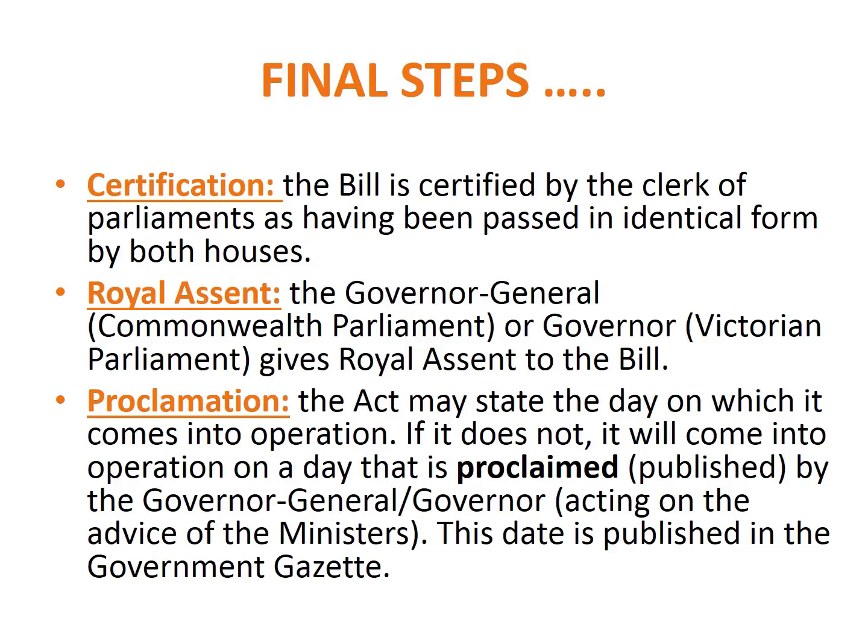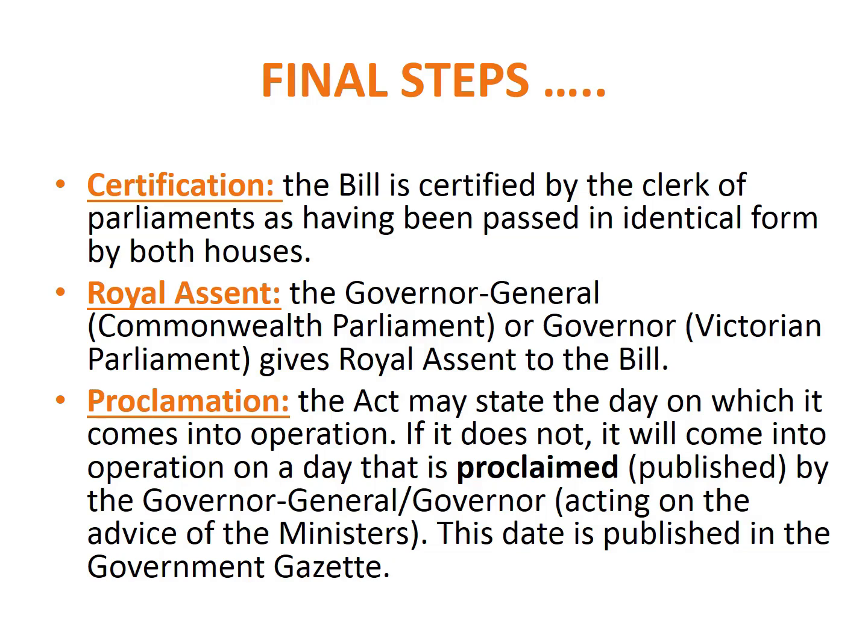Assuming that a bill has been passed by both the lower house and the upper house in the same form, then there are a few last steps which need to be taken before the bill can finally become a law. First, the bill must be certified by the Clerk of Parliament, who's an officer of Parliament, as having been passed in identical form by both houses. Second, the Governor-General, in the case of a bill passed by the Commonwealth Parliament, or the Victorian Governor, in the case of a bill passed by the Victorian Parliament, must give royal assent to the bill.